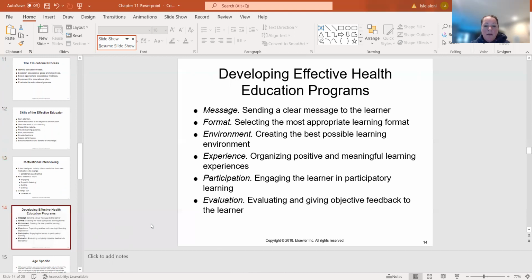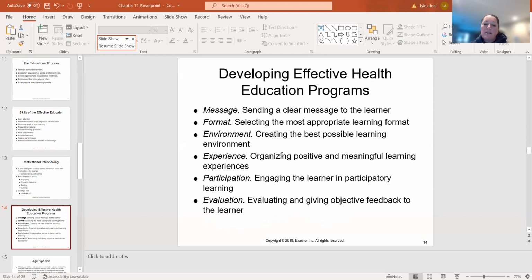Okay. When we look at developing effective health education programs, we're going to send a clear message to our learners. This is what we're learning, and this is what we're going to do today. We're going to select the most appropriate learning format. There are many different ways you can present. You can do hands-on, verbal, drawings, music, all different kinds of things. We're going to create the best possible learning environment. What that means is making sure they're comfortable where they are learning, that they are in a nice comfortable chair, and they're ready to learn and in a good place in their head.